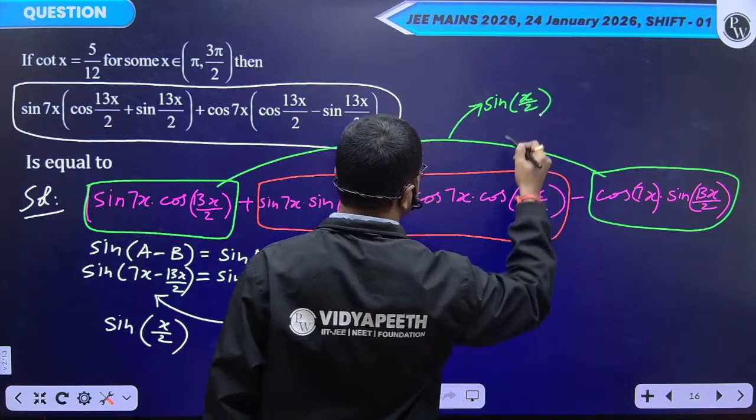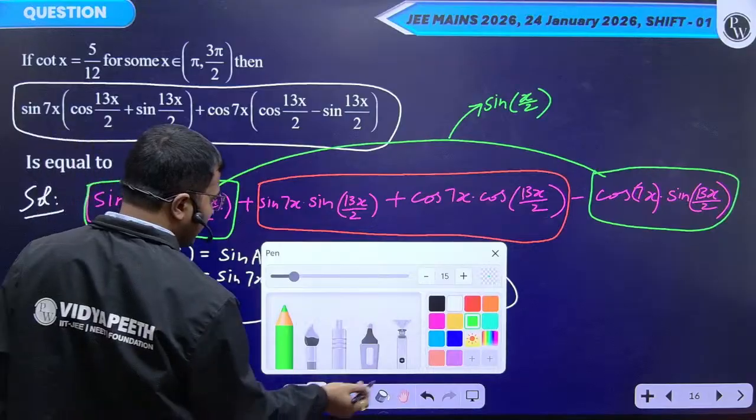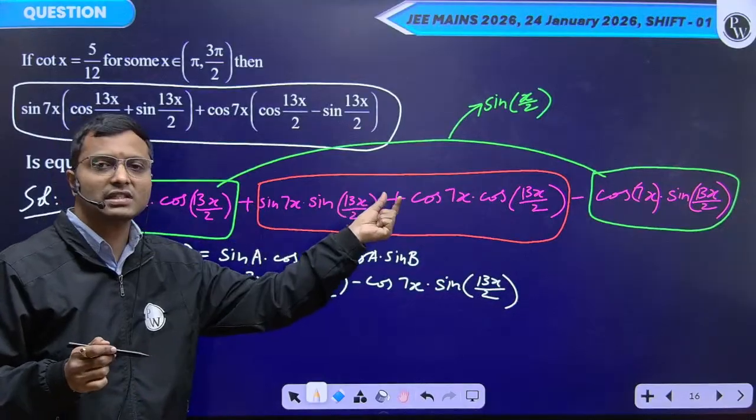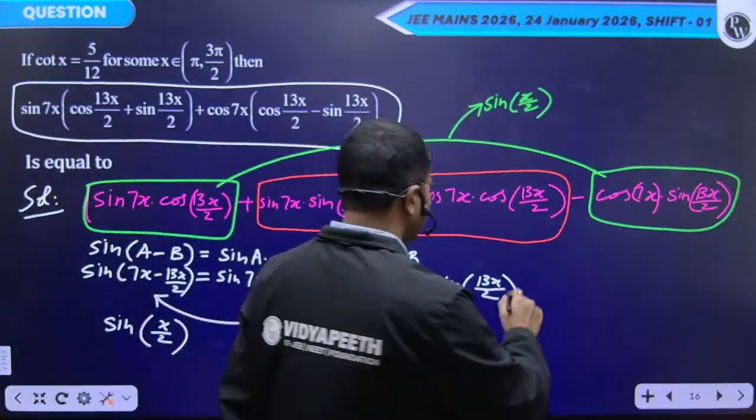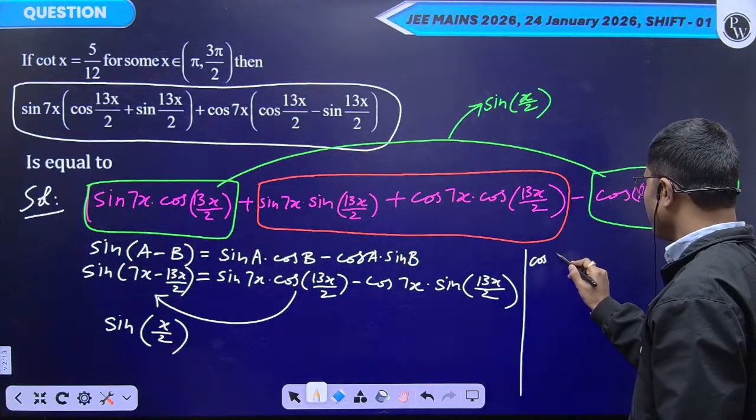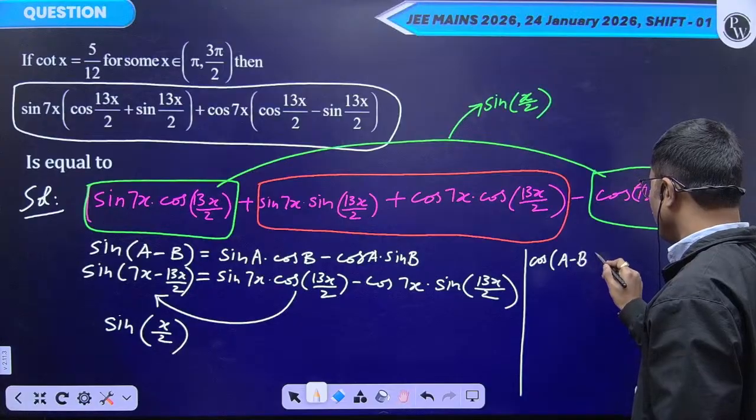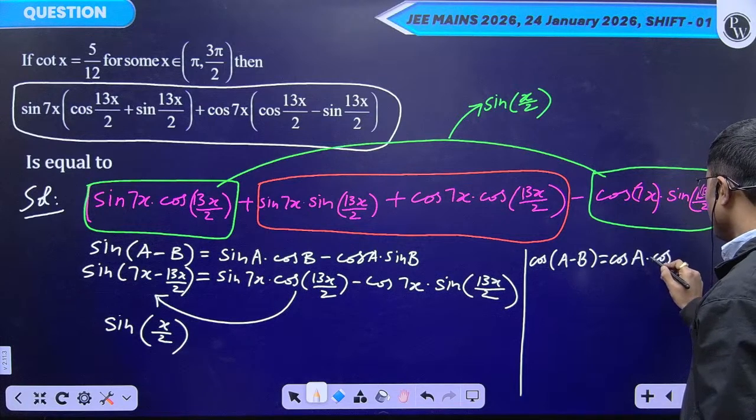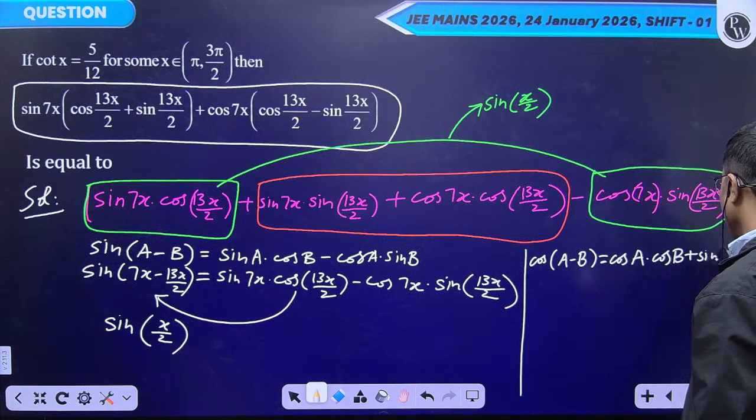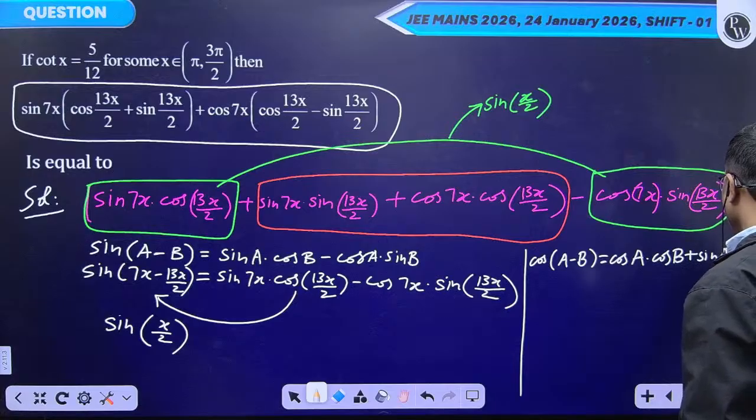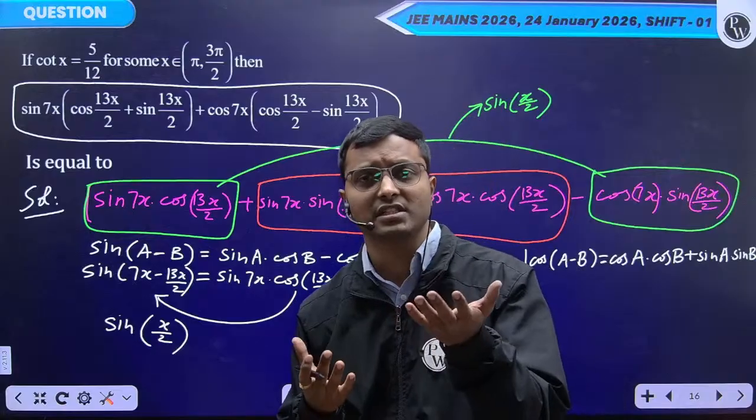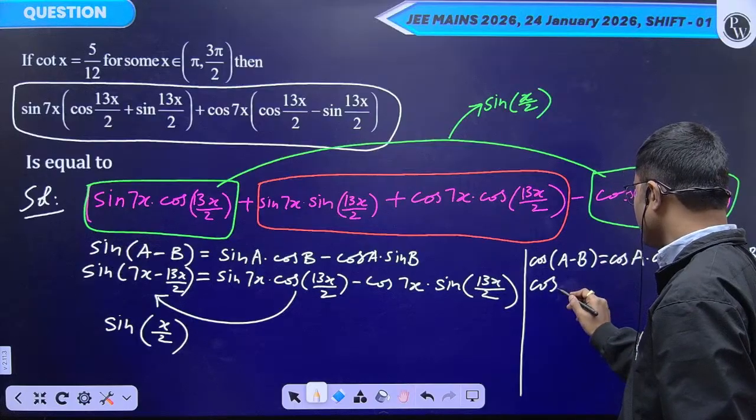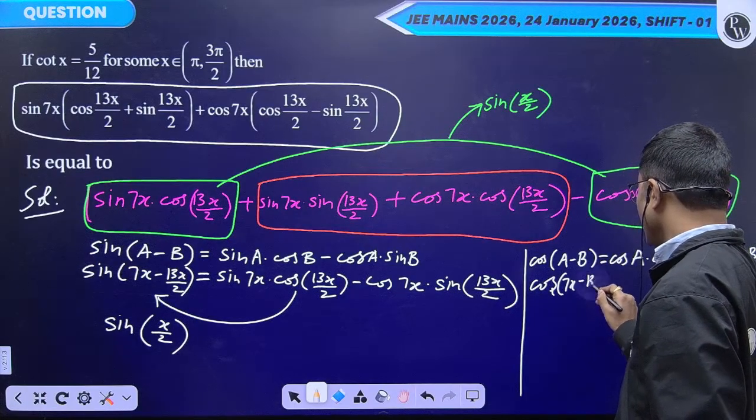Next, let us see the red combination. What are we getting in that red combination? Again we have cos a cos b plus sin a sin b, and again we have a formula. Let me write it here. The cos of a minus b formula we know: cos a cos b plus sin a sin b. Simple formula. These are standard formulas and we must remember them. What are a and b here? A is 7x and b is 13x by 2.